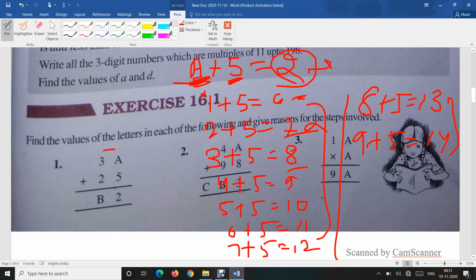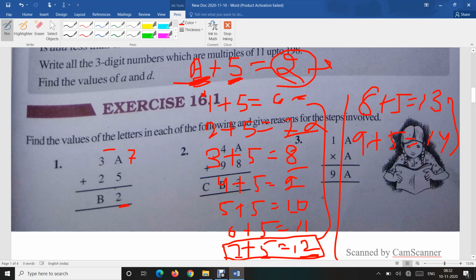It is not, it is not, it is not, it is. Here 7 plus 5 is equal to 12. When we add 7 to 5, then we get 12 whose unit digit is 2, and here we need unit digit as 2. That means there is a possibility that A could be replaced by 7. That means we could use 7 at the place of A.